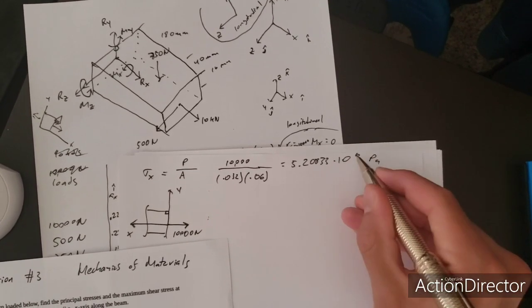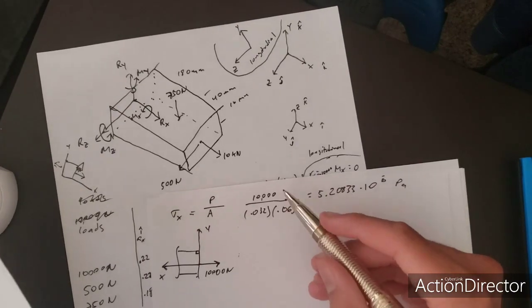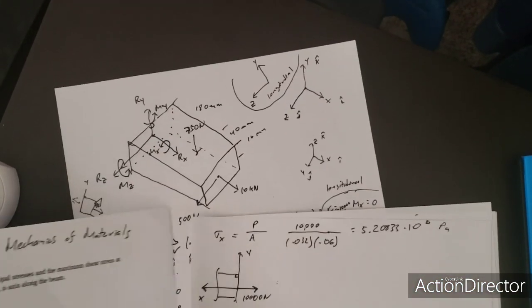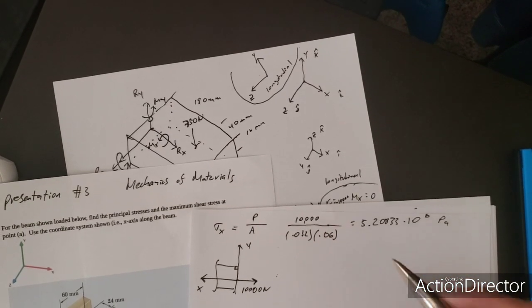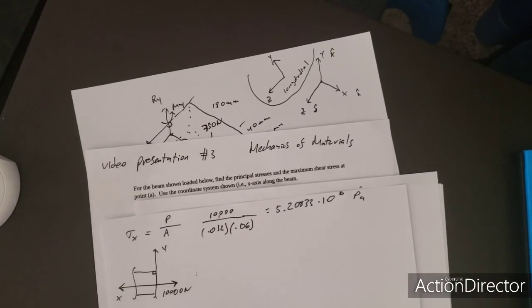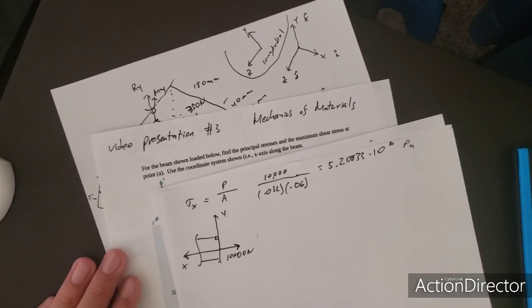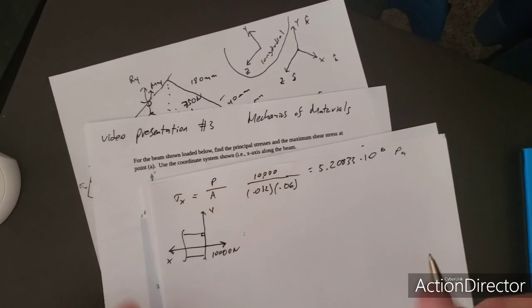pascals, because it's a force over a squared dimension, so it's area, and I get that. Now the next step that we're going to want to find is what are the stress blocks that are happening from the axial stress.